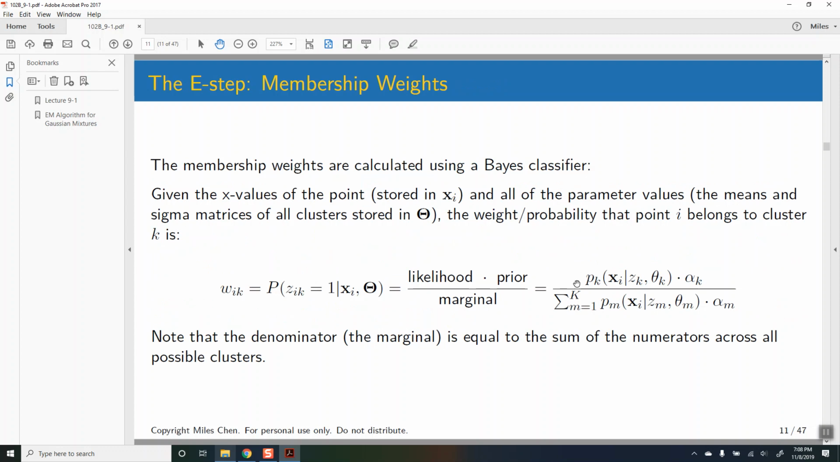All right, so this is just fancy speak for the Bayes classifier. The likelihood is the probability of getting this X given this assignment and the mean and variance of each of the clusters, times the prior probabilities, which we are going to store in alpha.